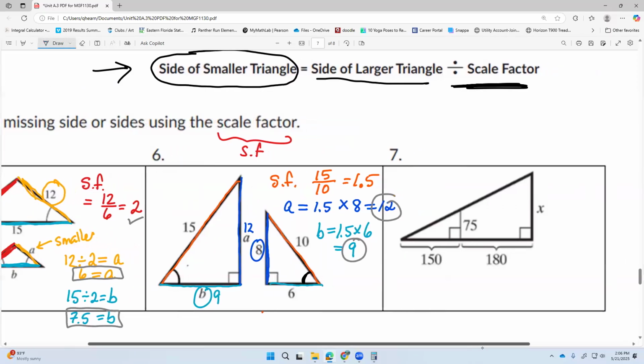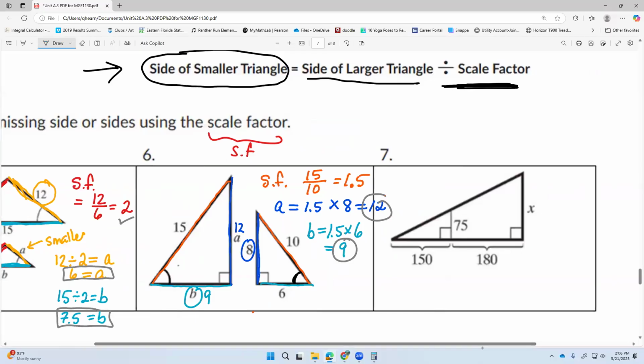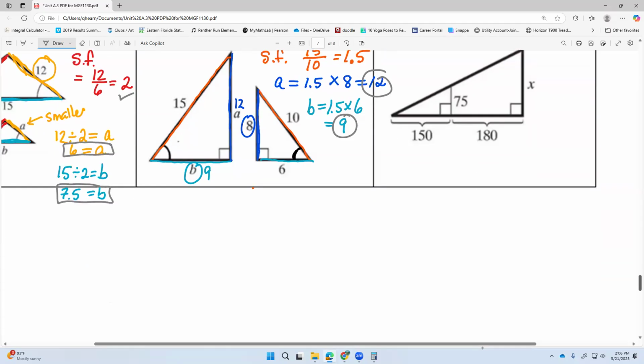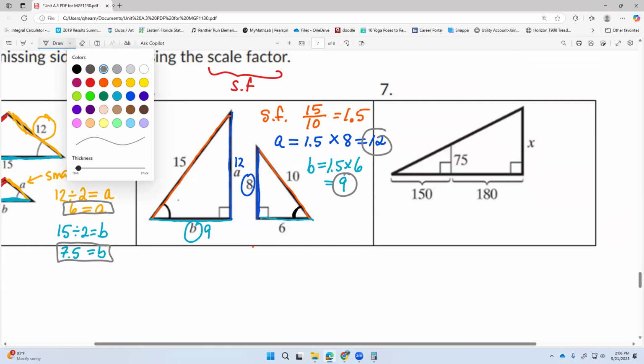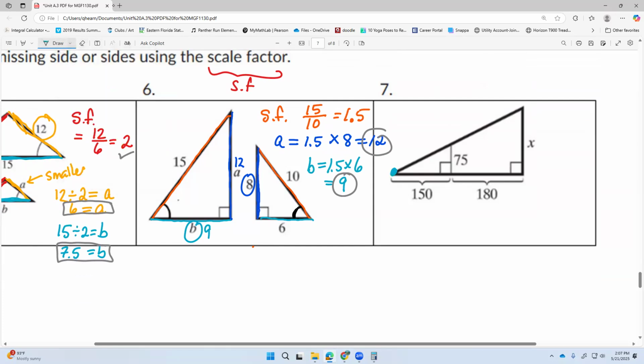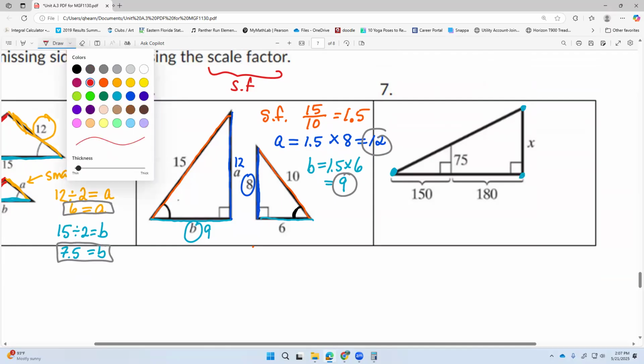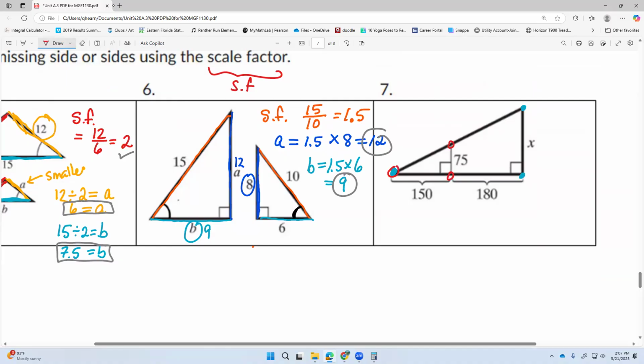Okay, and then let's look at number 7. So for number 7, we have one triangle inside of the other. And what did I say that we need to do to prevent confusion? Draw 2 separate triangles. So I'm actually going to label all of these vertices of my larger triangle and also the vertices of my smaller triangle, just so that we can talk about it.